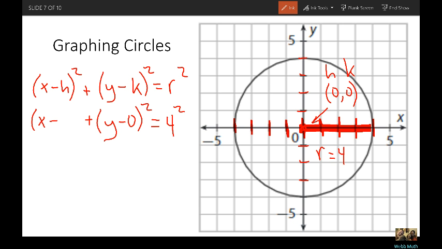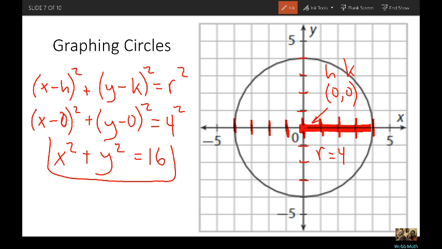And then h is 0, so... And that's a terrible 0, I know. All right, so x minus 0 is just x, and it's being squared, plus y minus 0, which is being squared, and that's just going to be y squared. And then 4 squared is just 16. So as you can see, I just created an equation of a circle from the graph.